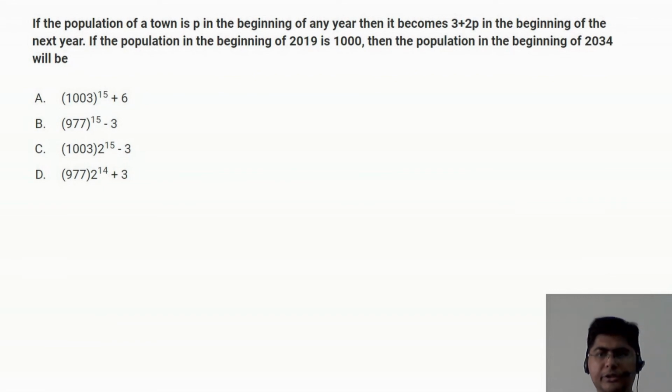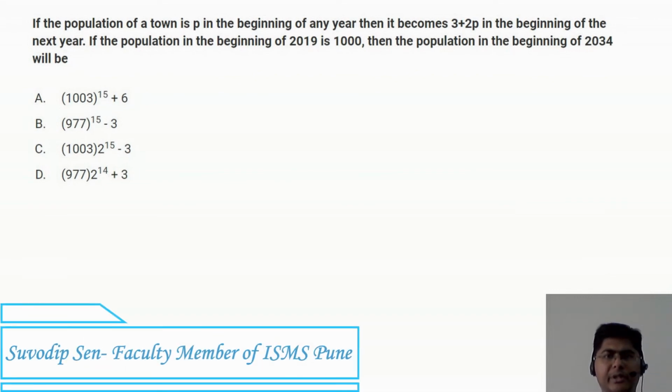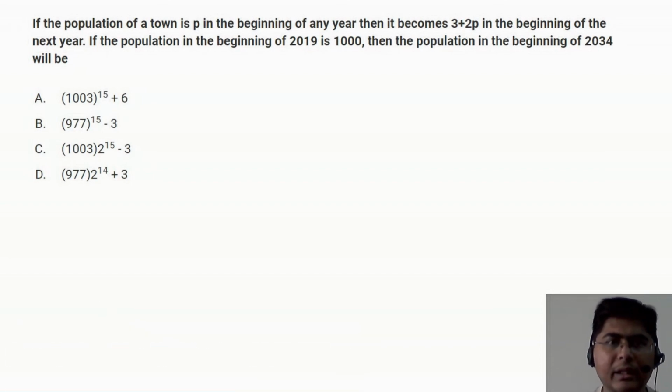Okay, hi, this is Shubhadeep Sen, and today I'm going to discuss certain CAT problems, which are very, very important. Now, here is the first problem on your screen. The question says, if the population of a town is P in the beginning of any year, then it becomes 3 plus 2P in the beginning of the next year. And if the population in the beginning of 2019 is 1000, then the population in the beginning of 2034 will be, there are a couple of options given.